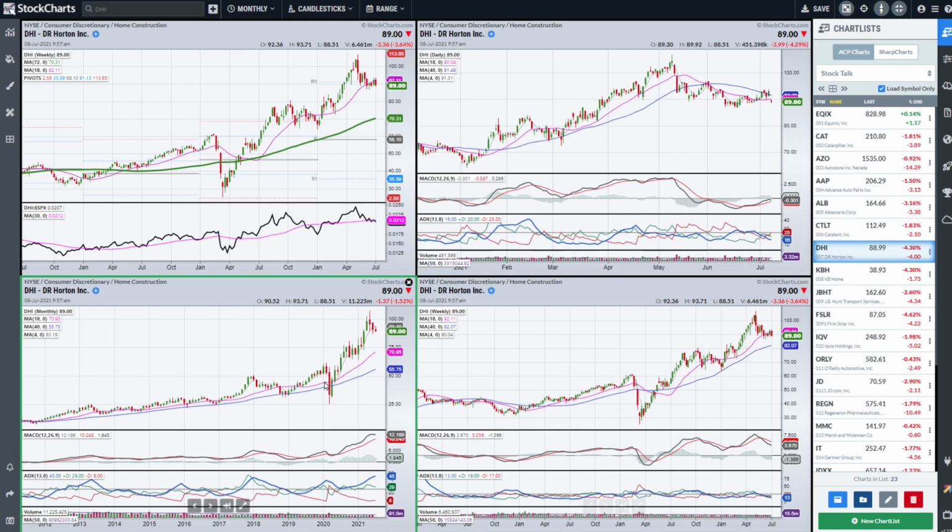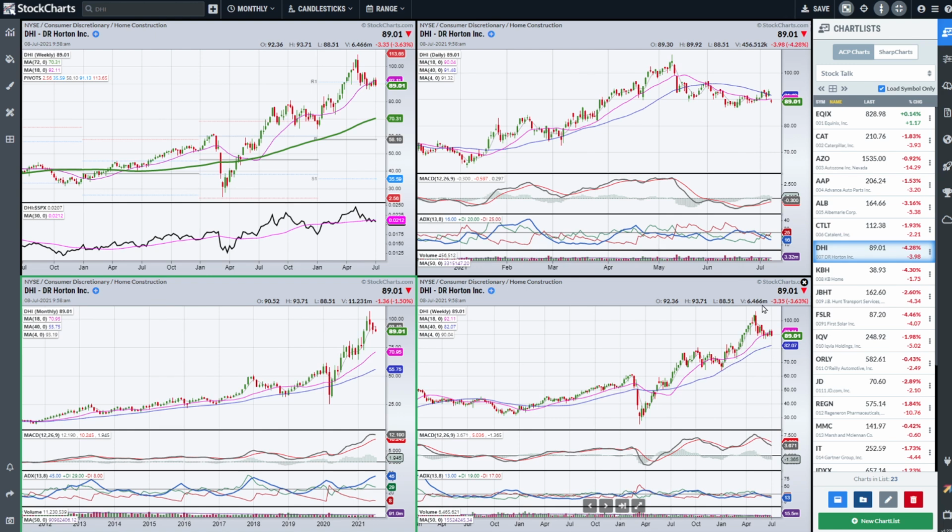DHI had a pretty big run and then a reversal point at the 100 mark. Keep these round numbers in mind. So we had the reversal at 100. Now we're threatening to break the 18-week. MACD has crossed down through its signal line, and it just looks a little tired.